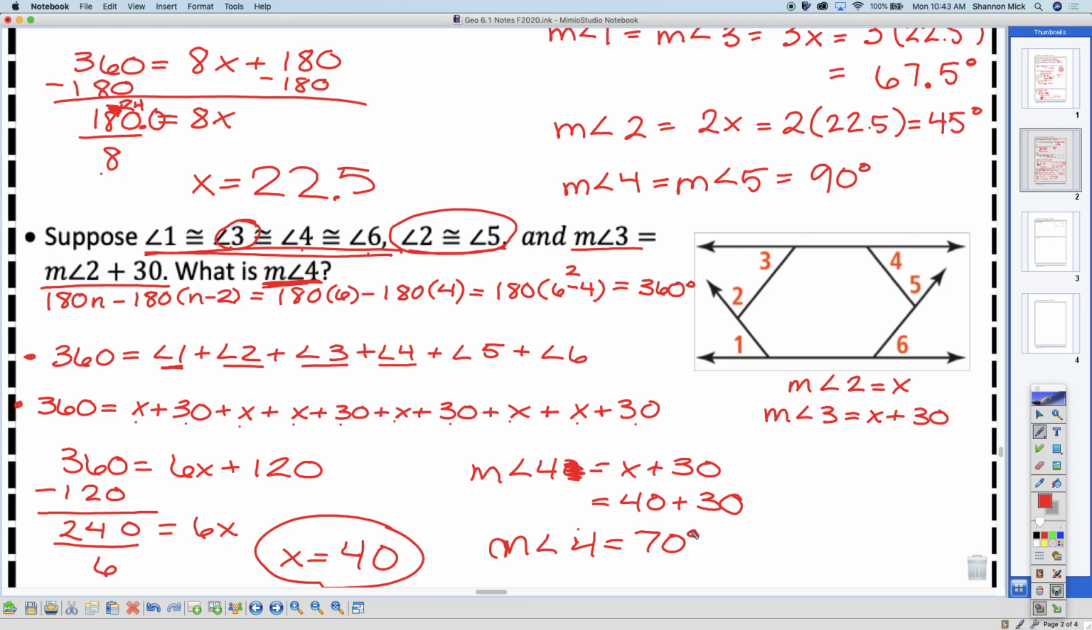We were talking about all the exterior angles, yes? We pretty much found a lot of stuff and figured it out.